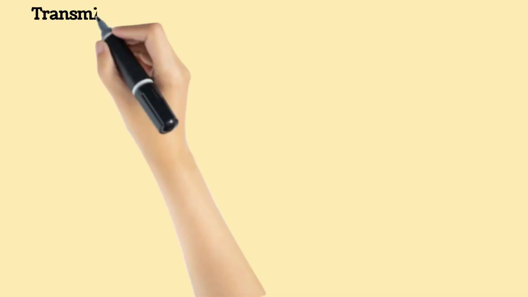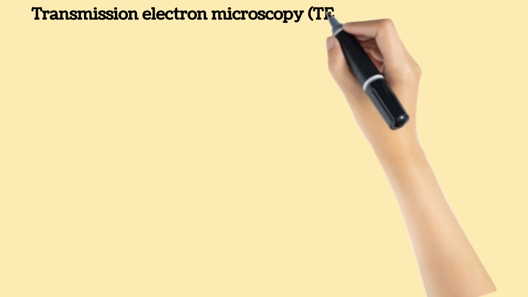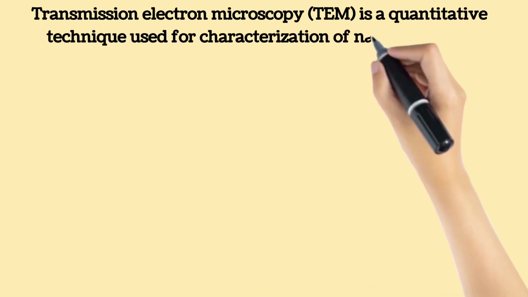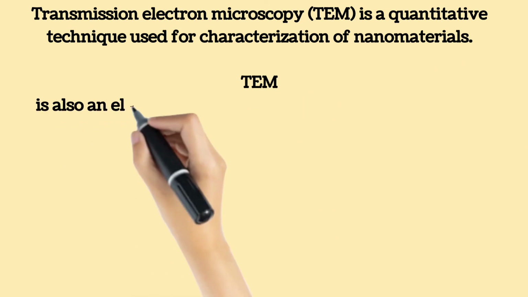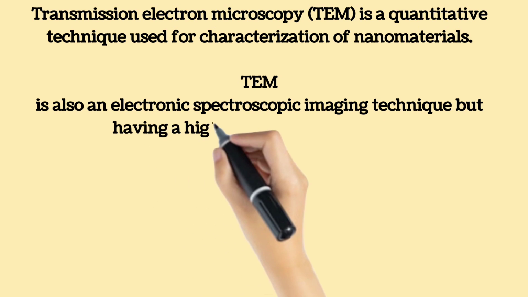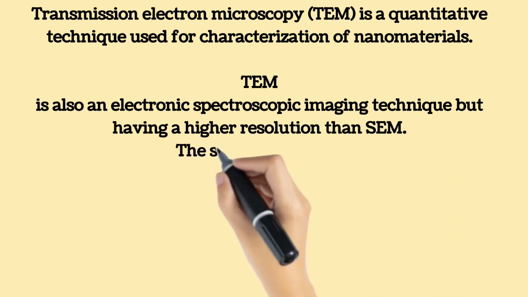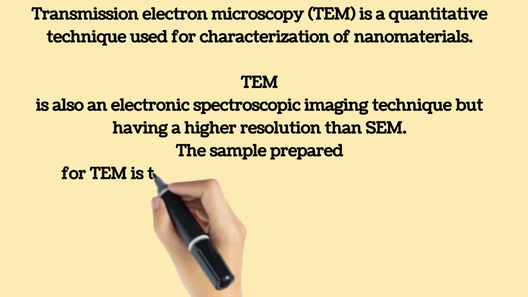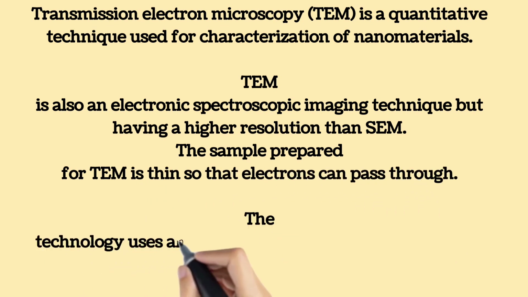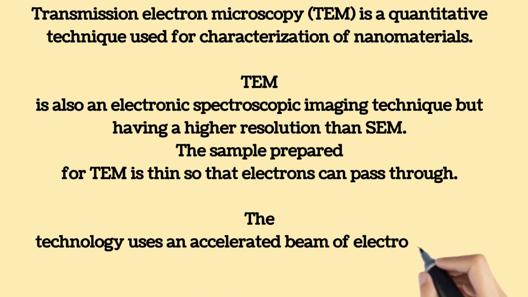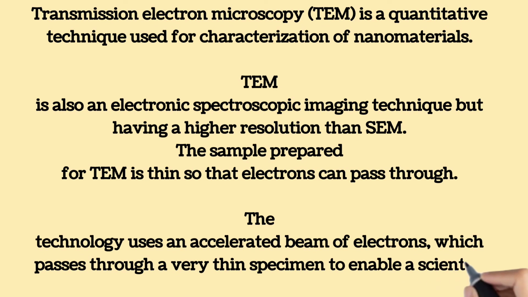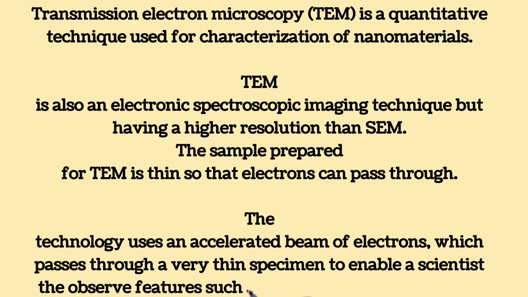Transmission electron microscopy (TEM) is another useful technique of characterization of nanomaterials. It's a quantitative method to determine the particle size, shape and distribution. TEM is also an electronic spectroscopic imaging technique but has a higher resolution than SEM. The sample prepared for TEM is thin so that electrons can pass through. TEM is a technique used to observe the features of very small specimens. The technology uses an accelerated beam of electrons, which passes through a very thin specimen to enable a scientist to observe features such as structure and morphology.